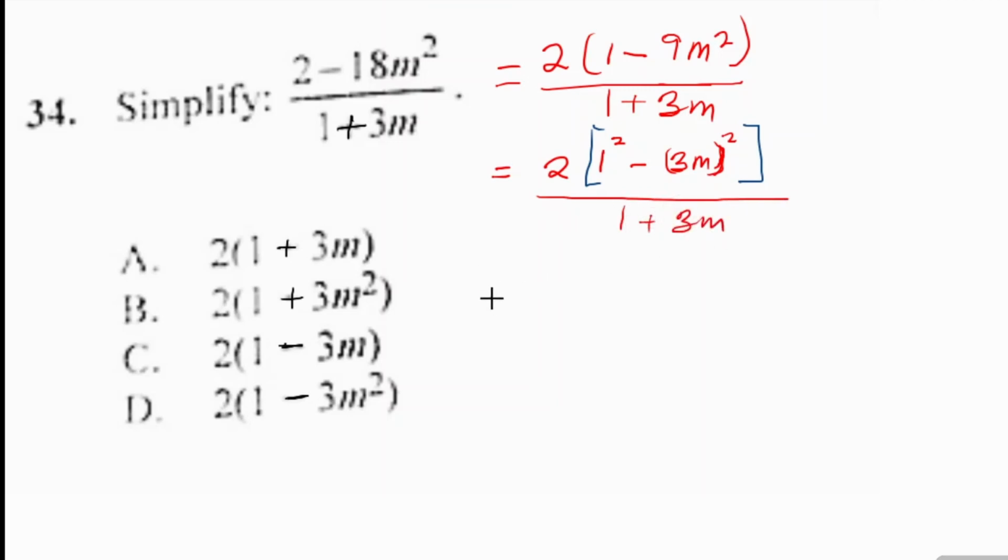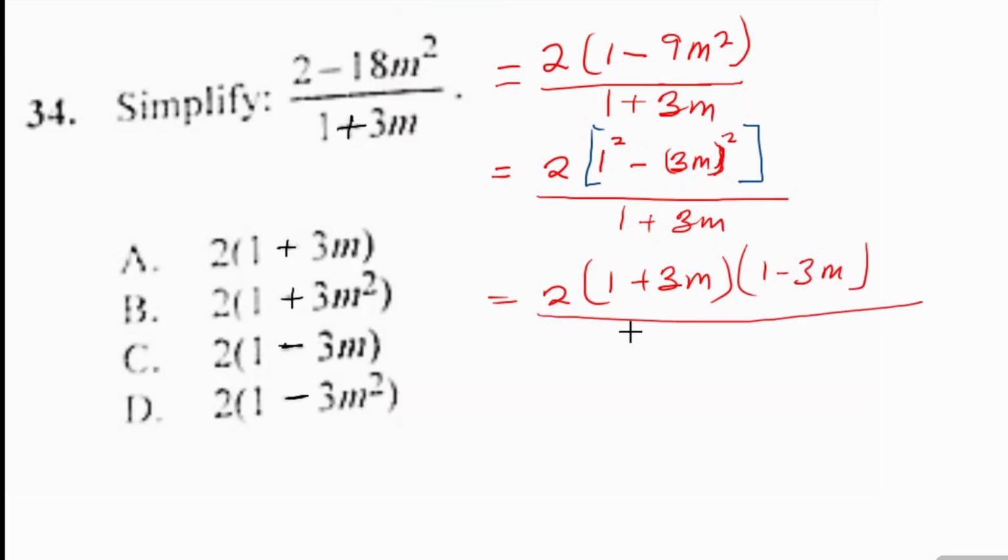I remember I said earlier that this difference of two squares means that we are going to have 2 multiplying (1 plus 3m), then (1 minus 3m), all over 1 plus 3m.